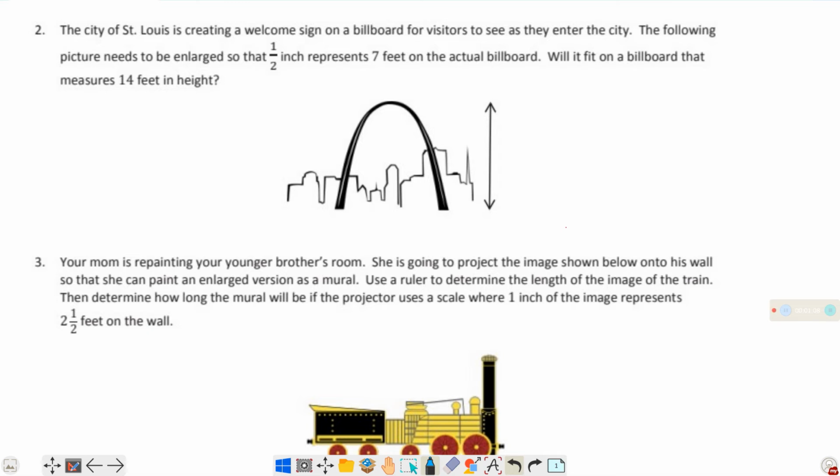Number 2, the city of St. Louis is creating a welcome sign on a billboard for visitors to see as they enter the city. The following picture needs to be enlarged so that 1/2 of an inch represents 7 feet on the actual billboard. Will it fit on a billboard that measures 14 feet high? Our scale factor, we're going to take 7 and divide by 1/2.